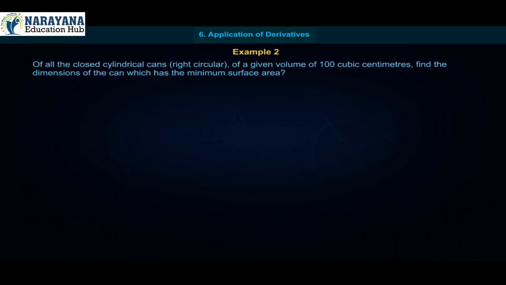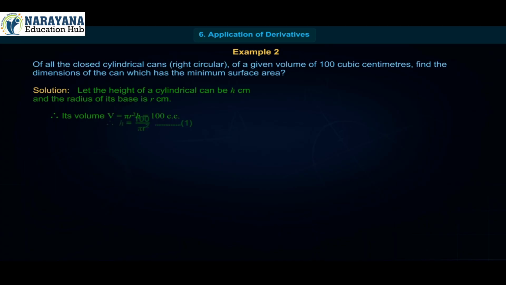Example 2. Of all the closed cylindrical cans, right circular, of a given volume of 100 cubic centimeters, find the dimensions of the can which has the minimum surface area. Solution: let the height of the cylindrical can be h centimeters and the radius of its base be r centimeters. Therefore, its volume V equals pi r square h equals 100 cubic centimeters. Therefore, h equals 100 upon pi r square. Equation 1.